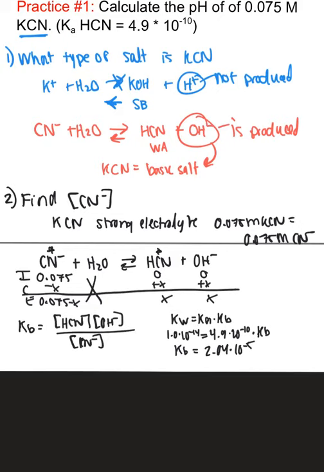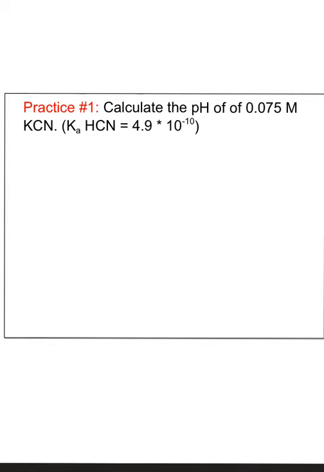So I have my Kb. I'm going to go to the next slide where I have a little bit more room. So same exact thing here, and now I'm just going to set everything up. So we get 2.04 times 10 to the negative fifth, which is my Kb. And then we're plugging in our E line from the ice table.